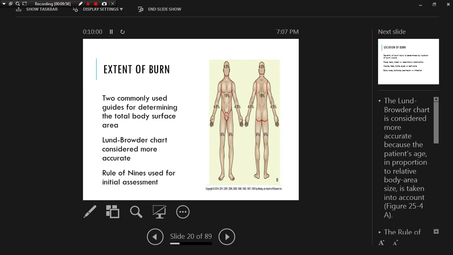Now the extent, so the total body surface area. There are two assessment tools that we can use, but the most common one to be familiar with is the rule of nines. It's the easiest to use, and it's acceptable to use as the initial assessment for total body surface area burned. And we know that we need to know the extent of the burn and total body surface area percentage because this allows us to assess for mortality, severity, and it also gives us an idea of how much fluid these patients are going to need in the first 24 hours.